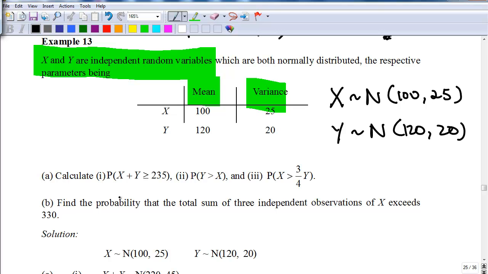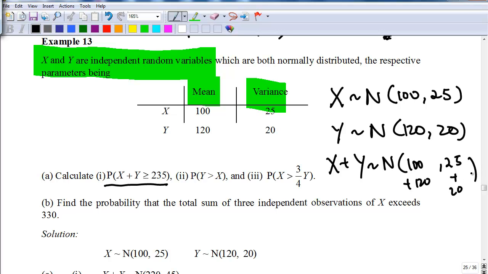Now they want you to find three things. The first one, probability X plus Y bigger than or equals to 235. And then just like the previous example, what we can do is to come up with the new distribution of X plus Y. So by now you should know all I need to do is to add the means. So I have 100 plus 120, and for the variance I also add the variance.